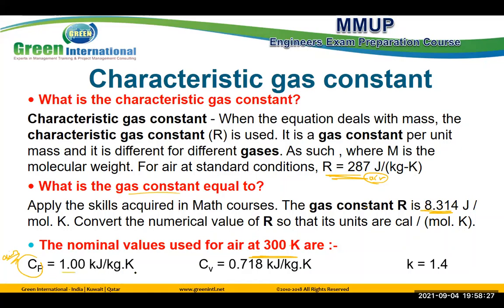Cp is 1 kilojoule per kilogram Kelvin. Cv is 0.718 kilojoule per kilogram Kelvin. k is 1.4. k has another symbol, gamma. Okay. What is Cp? This is specific heat at constant pressure. And Cv is specific heat at constant volume. Actually, R here, the specific characteristic gas constant R, is equal to Cp minus Cv. And gamma is equal to Cp over Cv. Okay, these are the equations to get R and gamma.